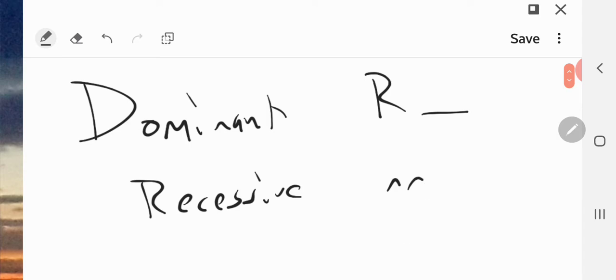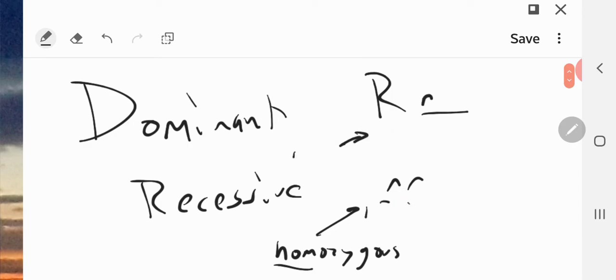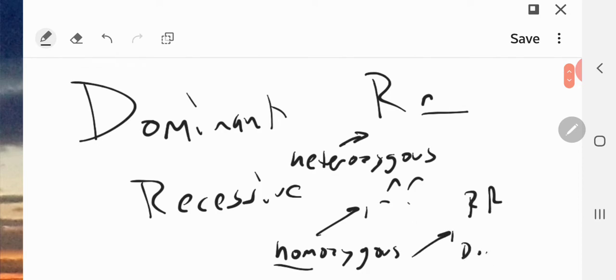And if we want to be very specific, this is called homozygous recessive, because it's the same, homozygous. And then if you have big R, little r, this would be heterozygous. And you could also be big R, big R, this would also be homozygous dominant. So on, okay? Just keeping in mind this dominant recessive.